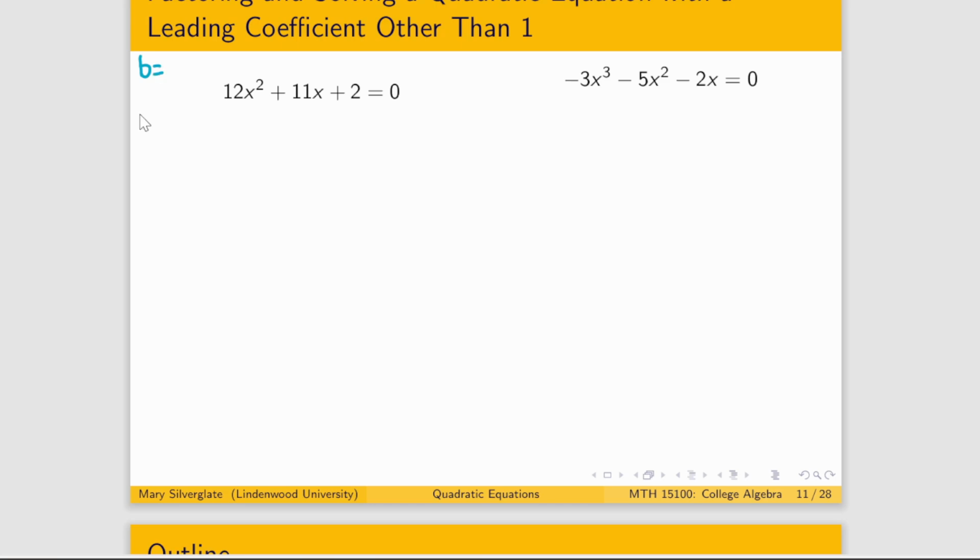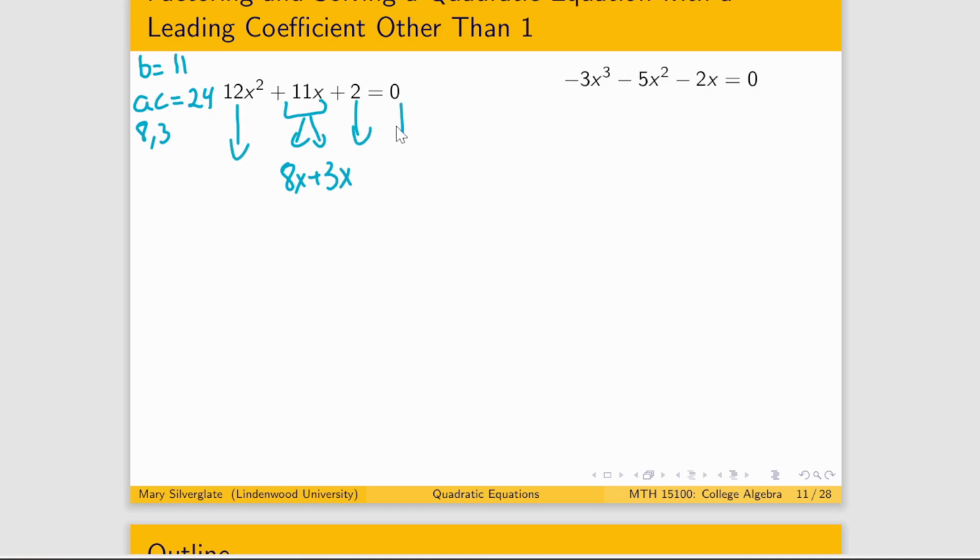So I'm going to identify B, and I'm going to identify A times C. B is 11. A times C is 12 times 2, gives me 24. What's going to multiply to 24 but add to 11? That would be 8 and 3. And since my leading coefficient is not 1, I need to split this middle term into those two terms I just came up with. So then I have 11x being broken into 8x plus 3x, or the other way around, doesn't matter which order you write it.